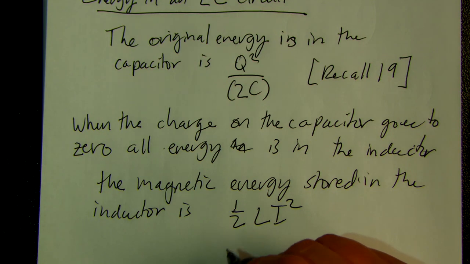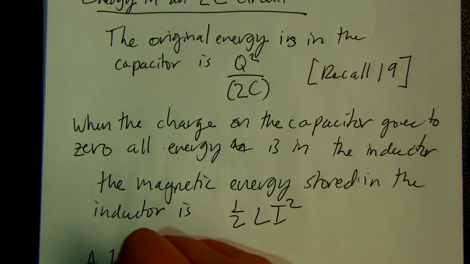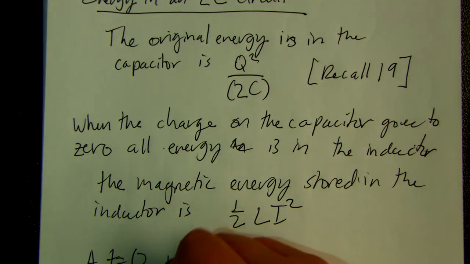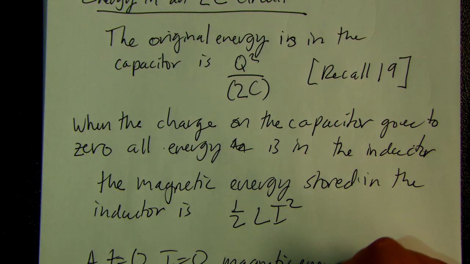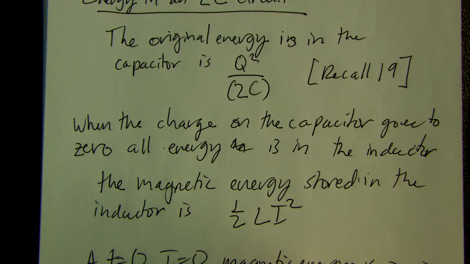So at t equals 0, I equals 0, magnetic energy is 0. So all energy is electric.